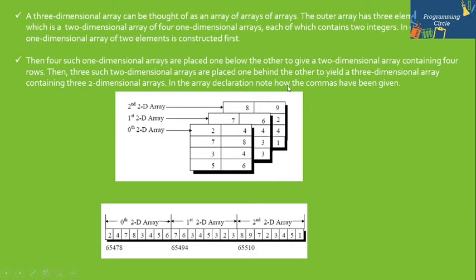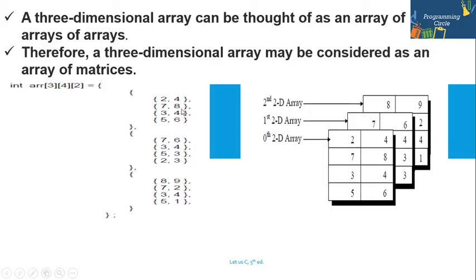In the array declaration, note how the commas have been given. In the array declaration, the elements 2, 4, 7, 8, 3, 4, 5, 6 are stored here. If each integer takes 2 bytes, then 4 into 4, that means 16 bytes will be consumed by the first 2D array. The second 2D array will consume another 16 bytes, and the third 2D array will also occupy another 16 bytes.